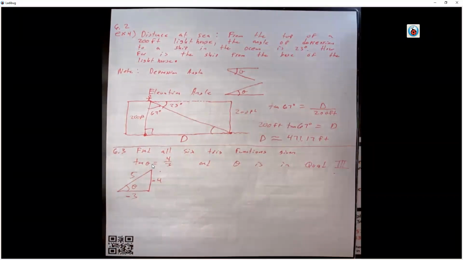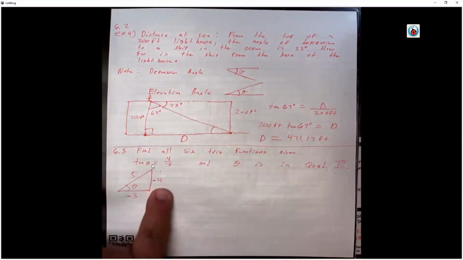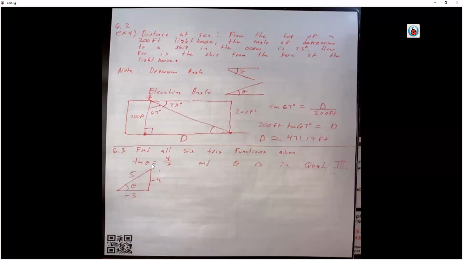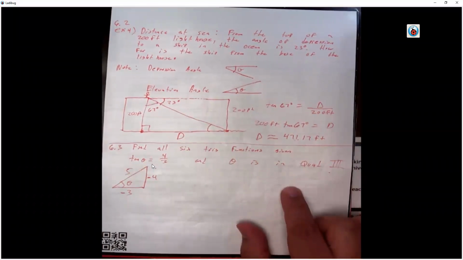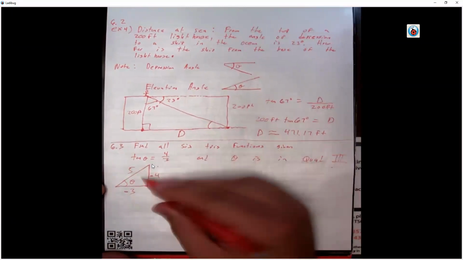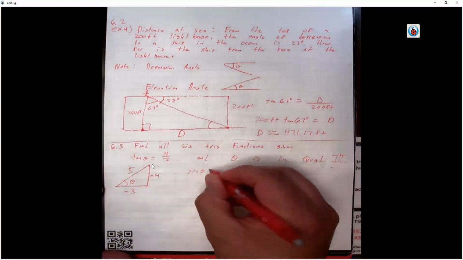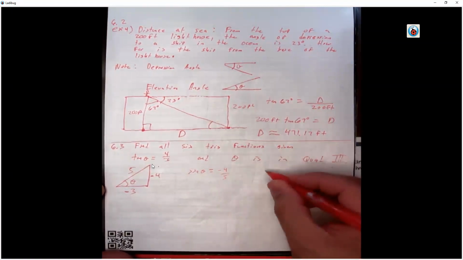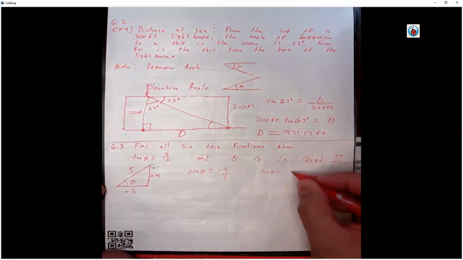If it was in quadrant 2 or whatever quadrant, the numbers would correspond. If this was quadrant 2, then 4 would be positive, but this would be negative. So keep that in mind: when you see this information, look at the circle. So now that we have everything and we know which ones are positive and negative, we know sine has to be negative, right? Cosine has to be negative.